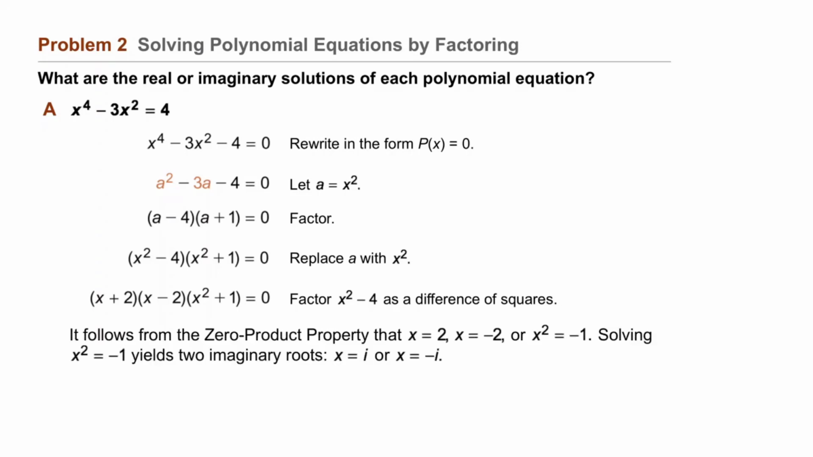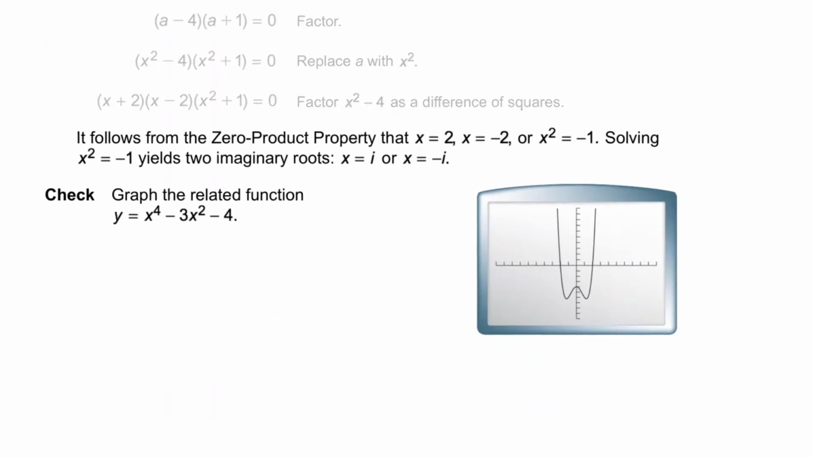It follows from the zero product property that x equals 2, x equals negative 2, or x squared equals negative 1. Solving that final equation, x squared equals negative 1, yields two imaginary roots, x equals i, or x equals negative i. And we can check our work.